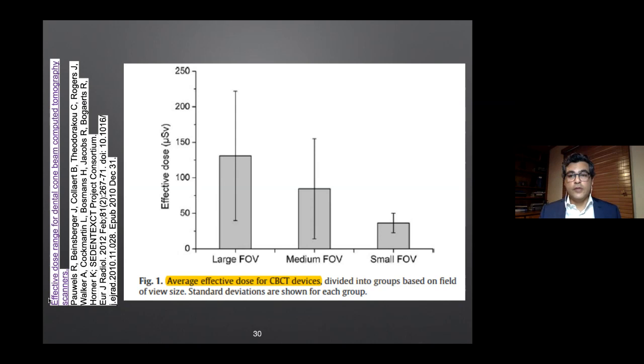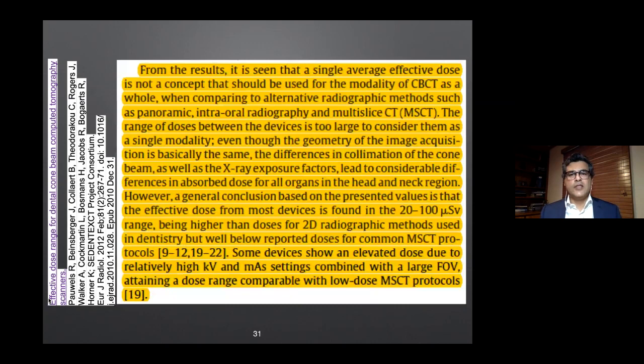On the basis of these findings, this study suggested that a single average effective dose is not a concept that should be used for the modality of CBCT as a whole, when comparing to alternative radiographic methods such as panoramic, intraoral radiography, and even conventional CT, because the range of doses between different devices is too large to consider them as a single modality.